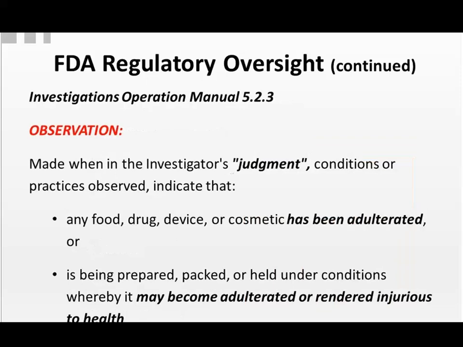When we look at the Investigations Operation Manual 5.2.3, we see an observation made when, in the investigator's judgment, conditions or practices that are observed by the investigator indicate that there's been an adulteration of a device, a drug, a food, or a cosmetic. It's being prepared, packed, or held under conditions that could cause it to become adulterated or rendered injurious to the health of a consumer or patient. This would be an observation by FDA, a citation that they can issue.